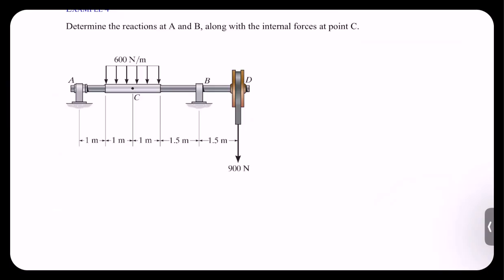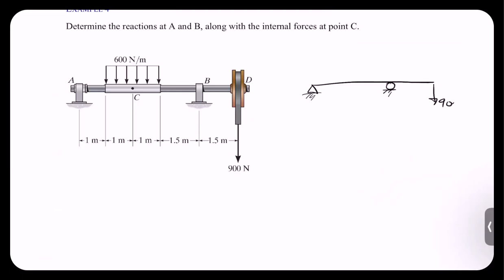Let's look at example 4 of the StatX review. Determine the reactions at A and B along with internal forces at point C. This is a pin. You can see it's preventing lateral translation, and this support itself is preventing vertical. This one's only supporting the vertical, so if I were to idealize it, I would see this.